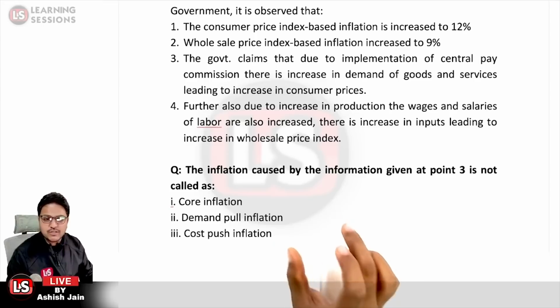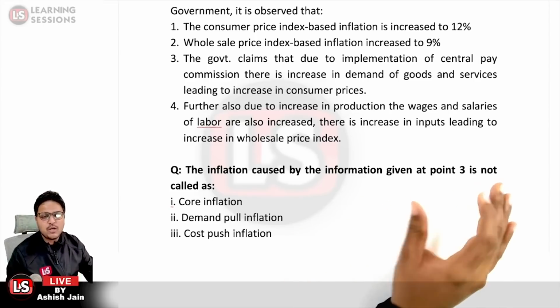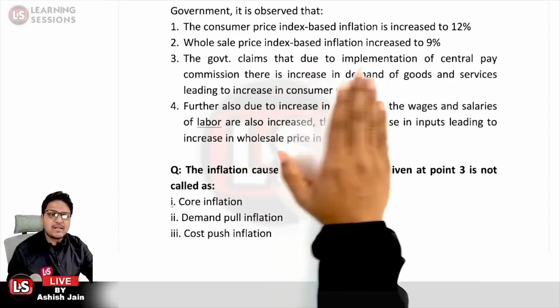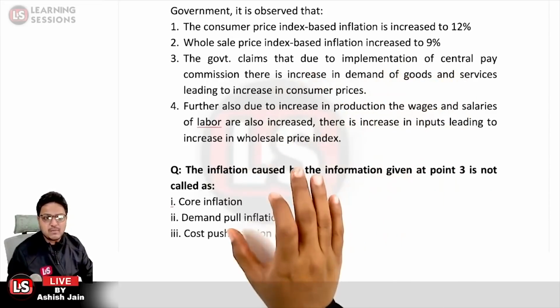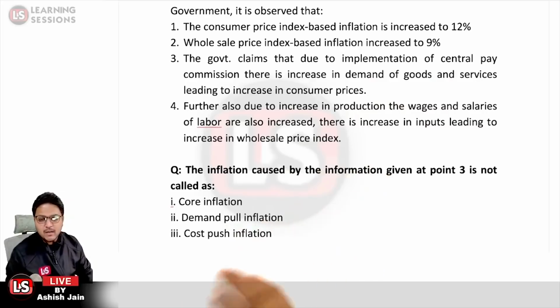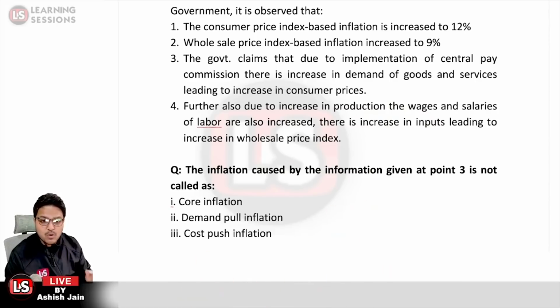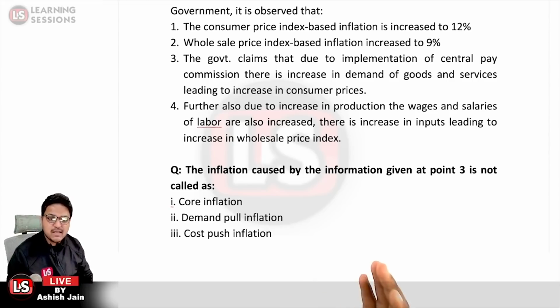So now, as per the question, it says the inflation caused by the information given at point number 3, which basically says that the government claims that due to implementation of the Central Pay Commission, there is an increase in demand of goods and services. Why? Because an extra amount was distributed among the different employees, and now they have more surplus with them, and definitely they can purchase more. That will lead to an increase in demand of goods and services, and that is said to be demand pull inflation.